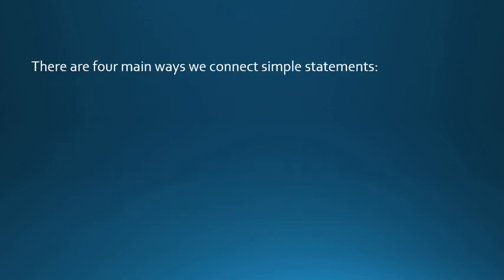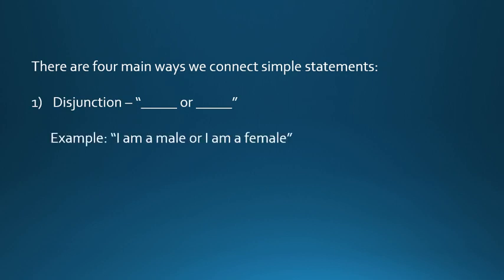And there are four main ways that we will see that we can connect these simple statements. First way is with a disjunction. You have your two simple statements here, and you connect them with the word or. As an example, I am a male or I am a female. There are your underlined pieces there, each a singular idea, objectively true or false, with the or in the middle.